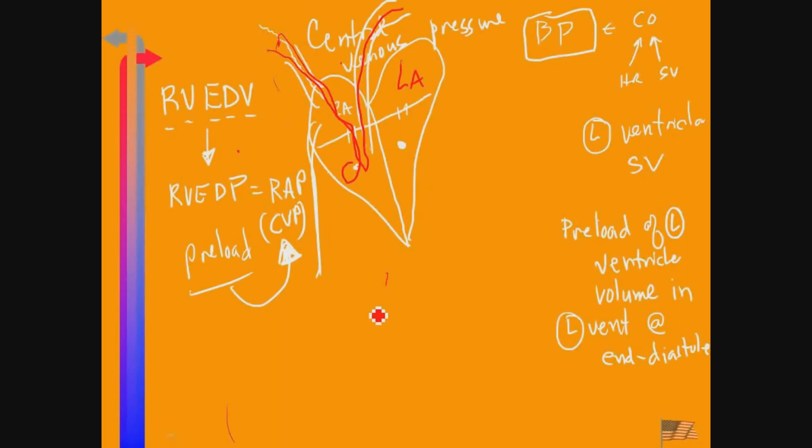And so, in theory, if I could measure the left atrial pressure at end diastole, that's equal to the left ventricular end diastolic pressure, which is going to give us an indication of what the left ventricular end diastolic volume was, which is what we want to know. How much blood's in the ventricle? What's the preload on the left?